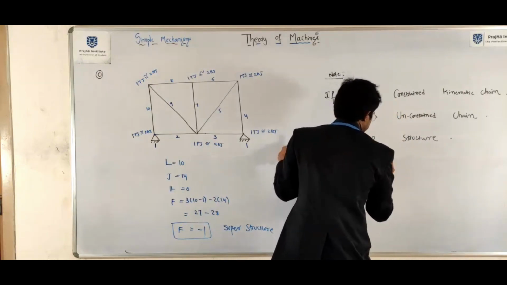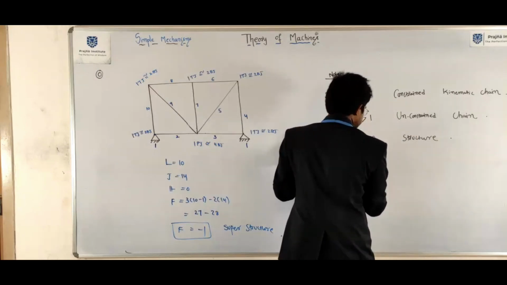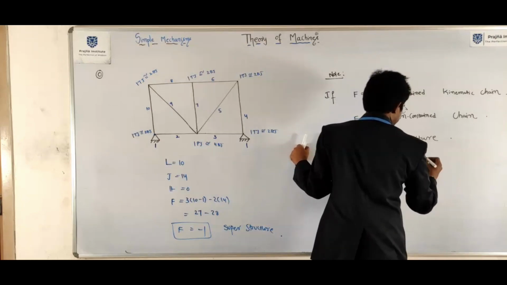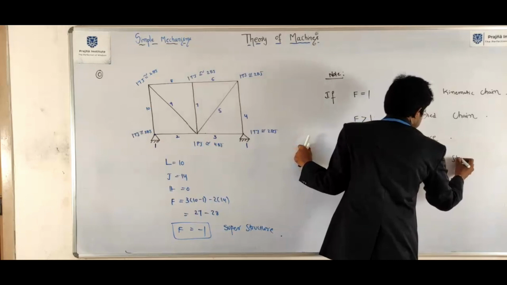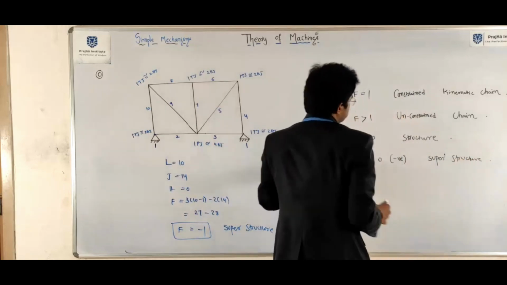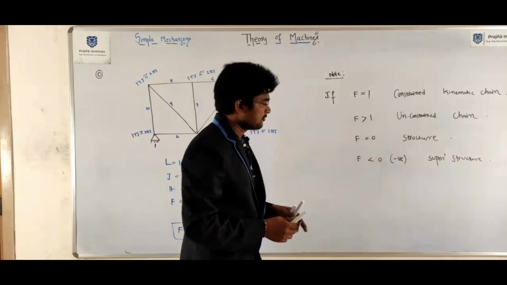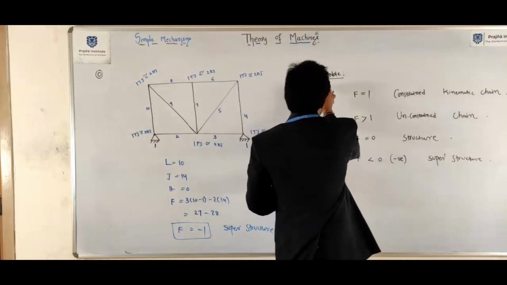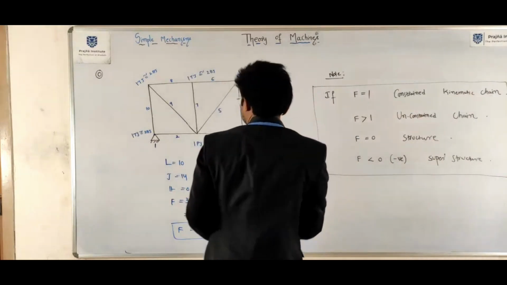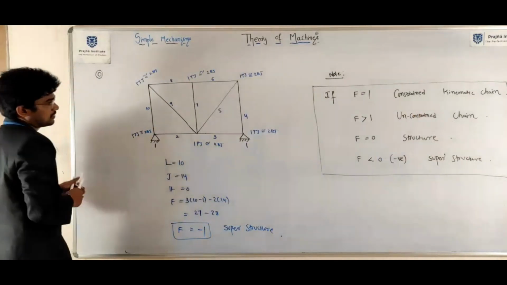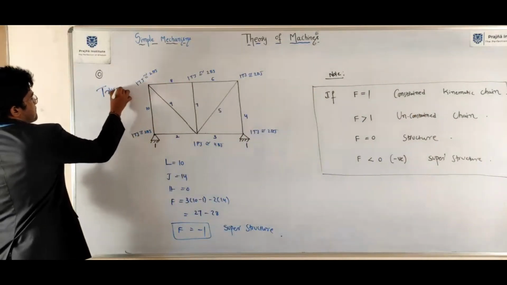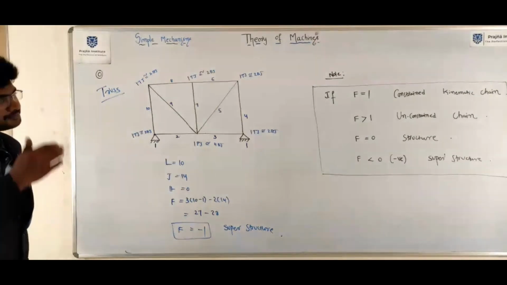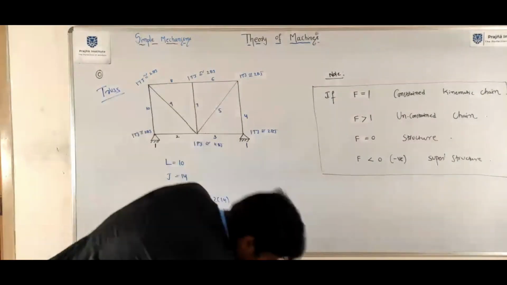If F is less than 0, that means negative, superstructure. Now F less than 0 means negative superstructure. That is the degree of freedom. It is a truss. What is the degree of freedom of the truss? This is nothing but a superstructure, you will get minus 1. Next.